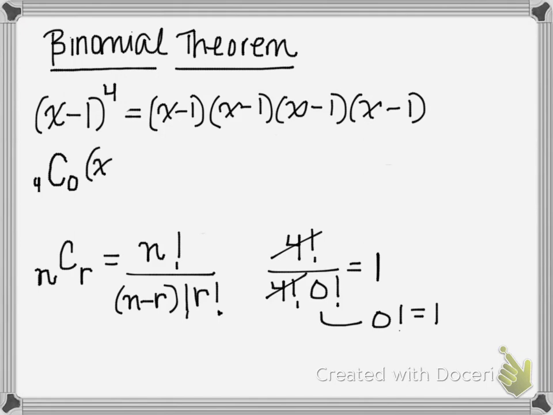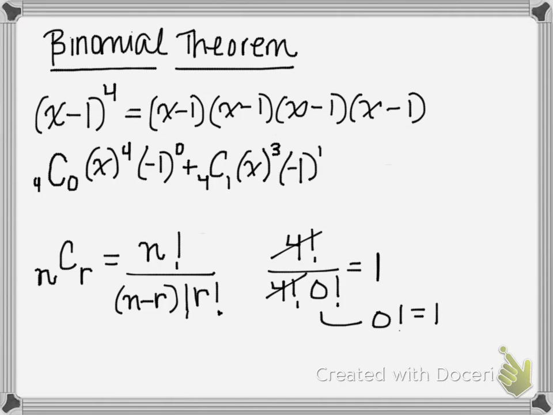And the pattern is going to be 4 choose 0. Now I'm going to take the x to the 4th, so I take the first term to the 4th power, and I'm going to take the second term, the negative 1, to the 0 power. As we do more of these expansions, you're not going to include this 4 choose 0, and you're not going to include negative 1 to the 0. Those always produce factors of 1, which is not going to affect the outcome. But I want to include it here so that we can see the complete pattern. And then the next one is going to go 4 choose 1. The x is going to drop to the 3rd power, and the negative 1 is going to go to the 1st power.